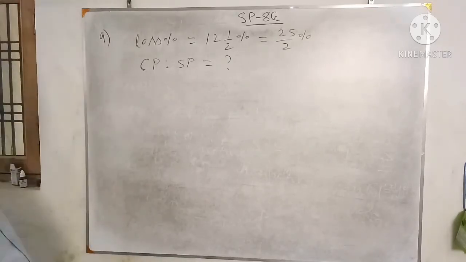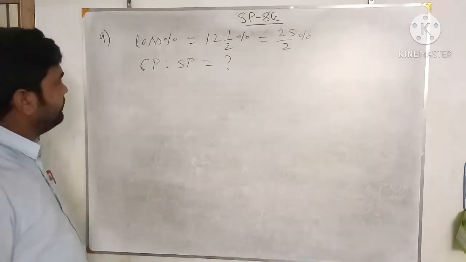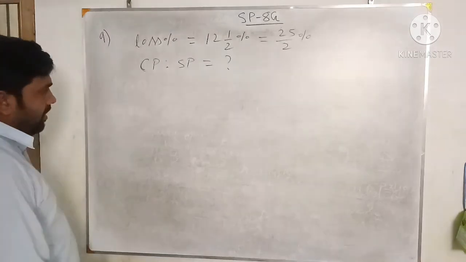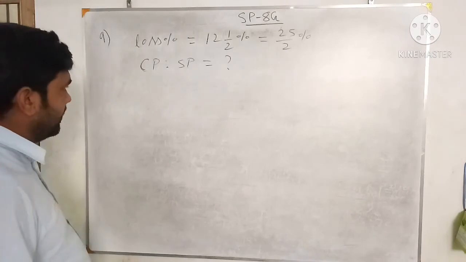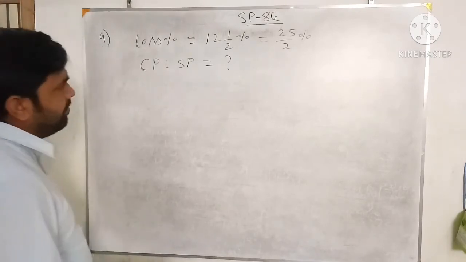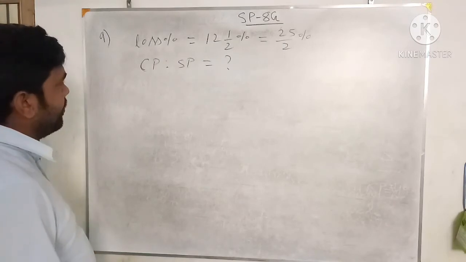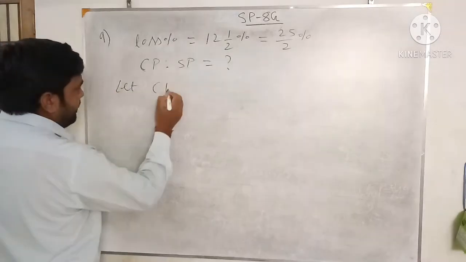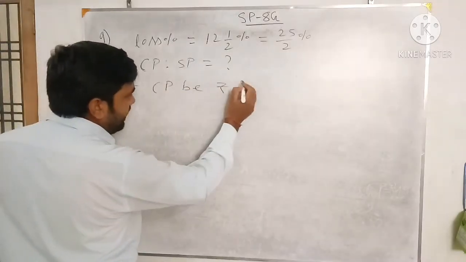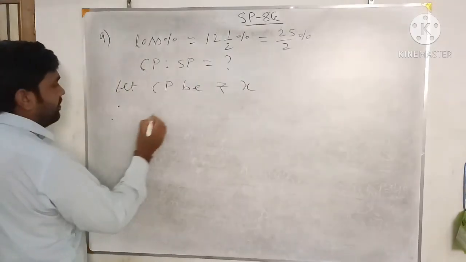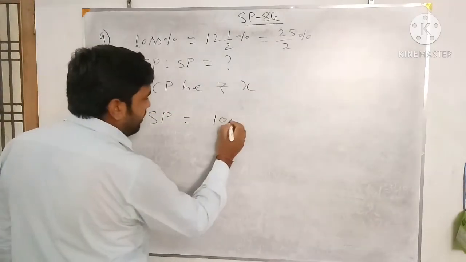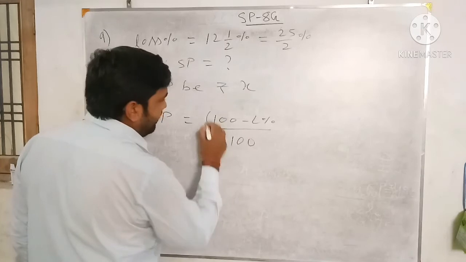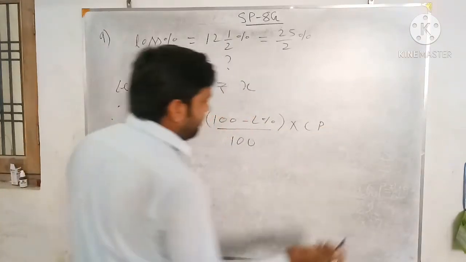Okay, no problem with that. We can find the ratio of CP to SP just by using its formula. So let the CP be X or let the CP be 100. Both things we can take. So let the CP be X here. So loss percent is given, or what you do, let CP be rupee X. Therefore selling price is equal to (100 minus loss percent) upon 100 into CP. This formula we use.